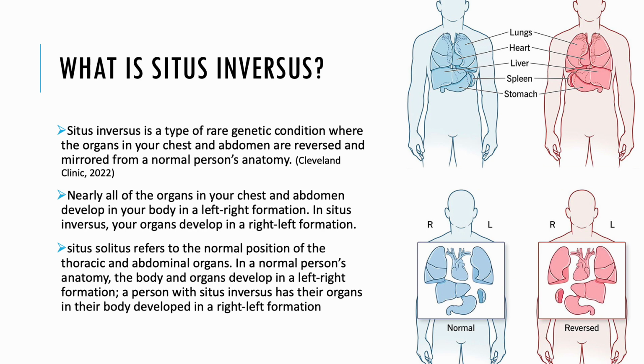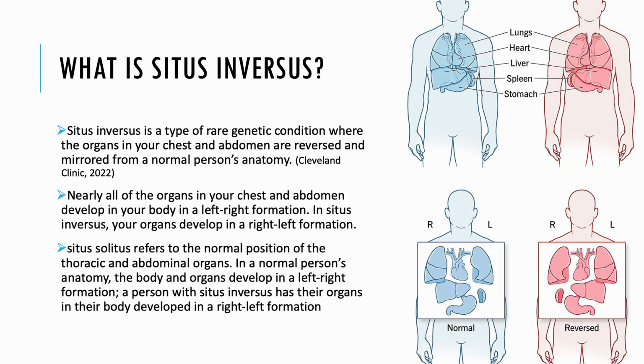So I want to start off with what is Situs Inversus. Situs Inversus is a type of rare genetic condition where the organs in your chest and abdomen are reversed and mirrored from a normal person's anatomy. The medical term for where your organs are normal, in a normal person's body, is called situs solitus.